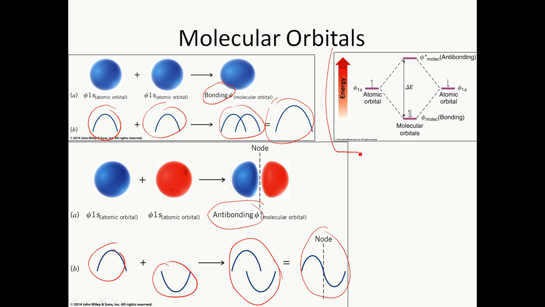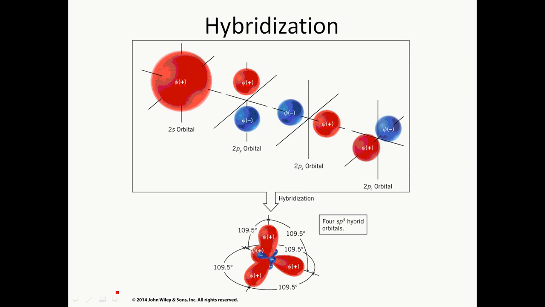Over here we have a diagram that shows atomic orbitals of two different atoms combining to make molecular orbitals. You take one and one, you get two molecular orbitals, one which is bonding, one is antibonding. We'll talk about how to draw these molecular orbital diagrams for different, more complex molecules.